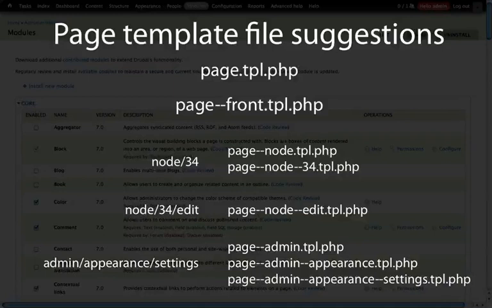So here we looked at a path that includes a variable at the end, one that includes a variable number in the middle, and one that includes several components to the path. And we saw how we can adjust our page template file name in order to match the particular situation that we're looking for.